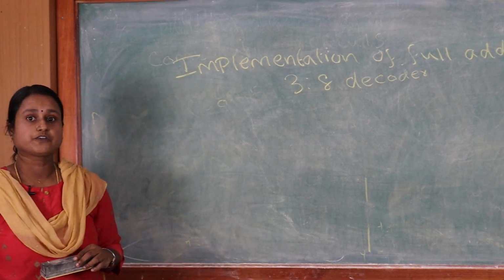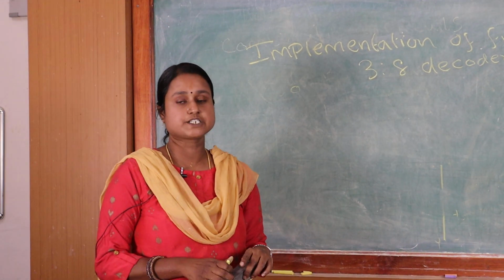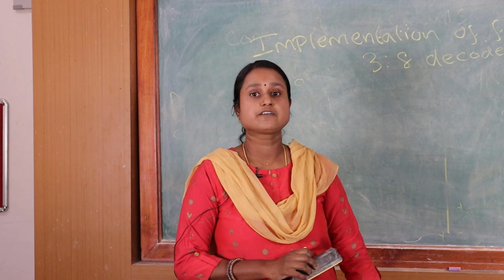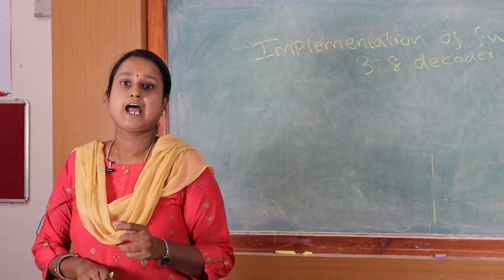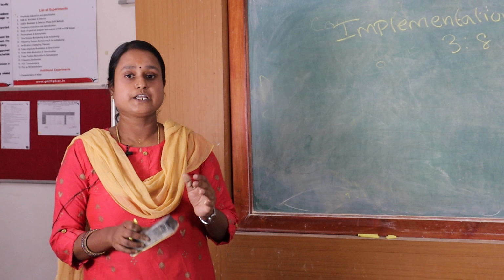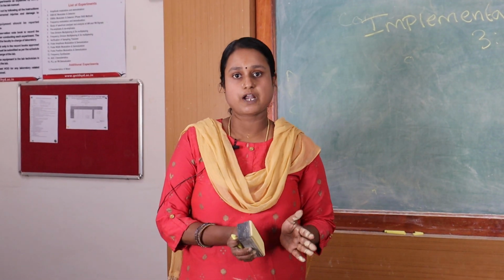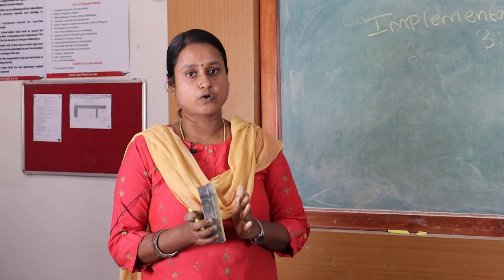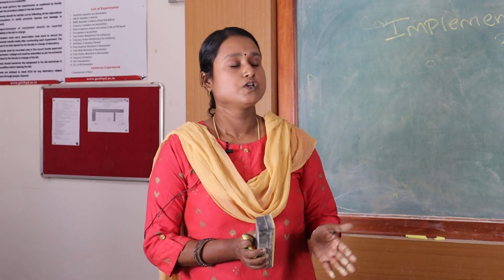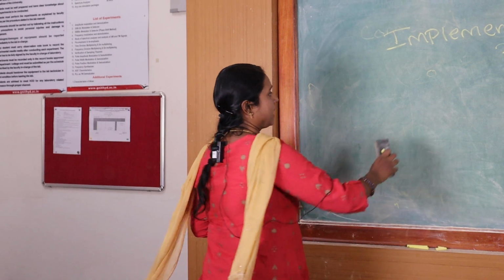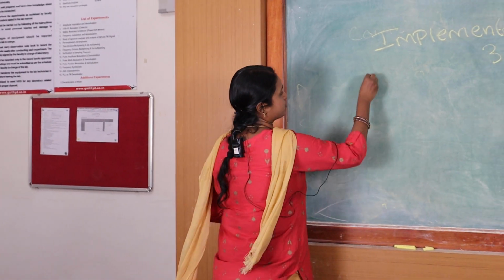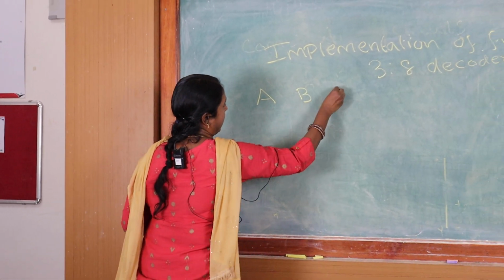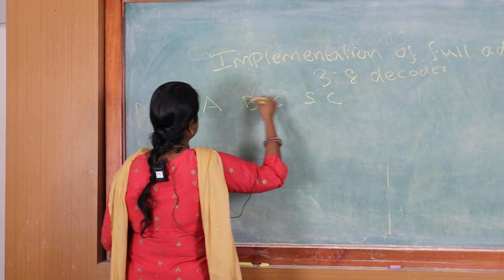Here first we have to define what is a full adder and what is a decoder. A full adder is nothing but a circuit that performs 3-bit addition, and a decoder is a multiple input multiple output circuit that converts one coded form into another coded form. So for this I have to mention how many inputs: we need 3 inputs and 2 outputs.